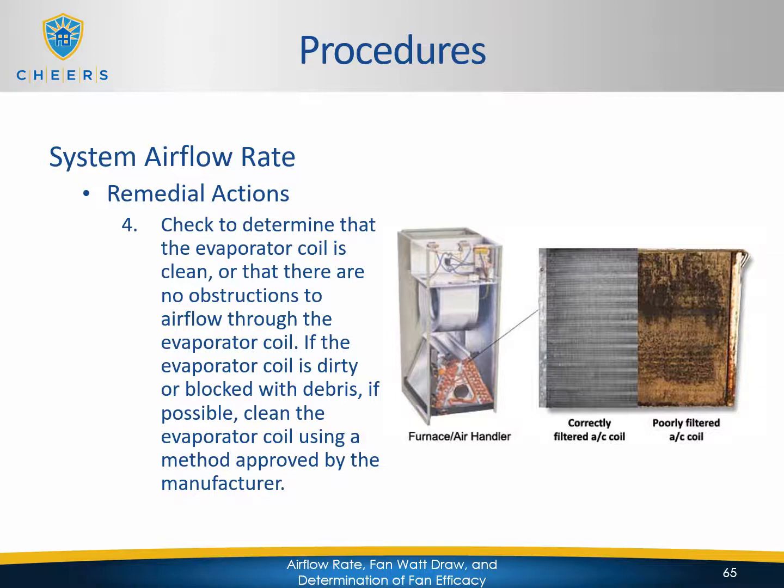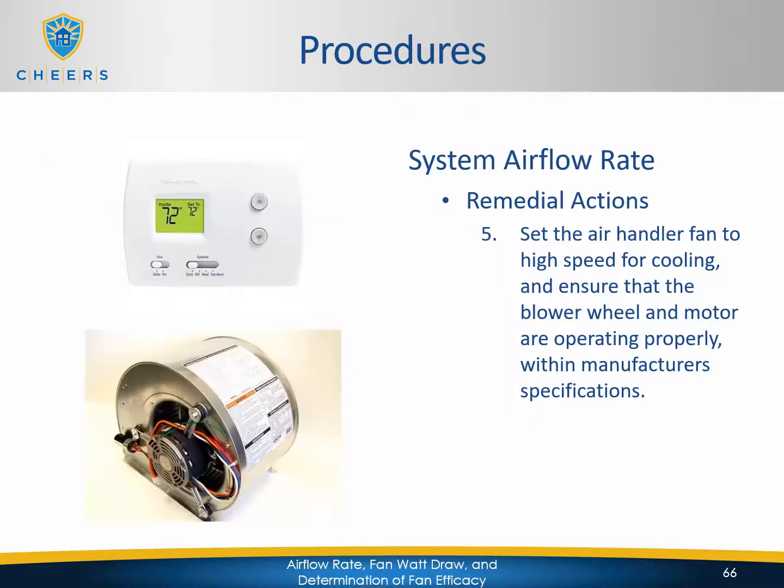They're going to check to determine that the evaporator coil is clean or there are no obstructions to airflow through the evaporator coil. If the evaporator coil is dirty or blocked with debris, if possible, they're going to clean the evaporator coil using a method approved by the manufacturer. They're going to set the air handler fan to high speed for cooling and ensure that the blower wheel and motor are operating properly within manufacturer specifications.